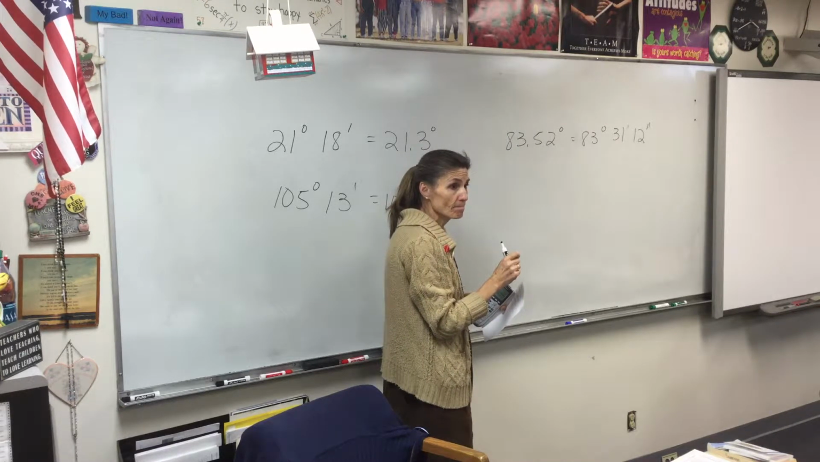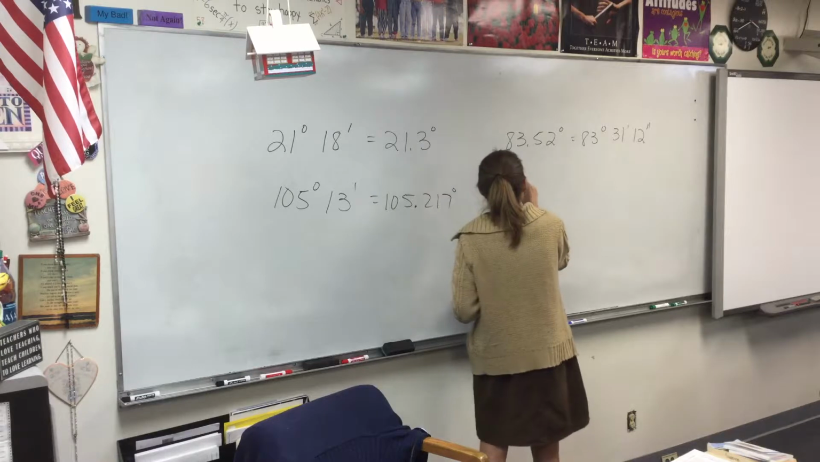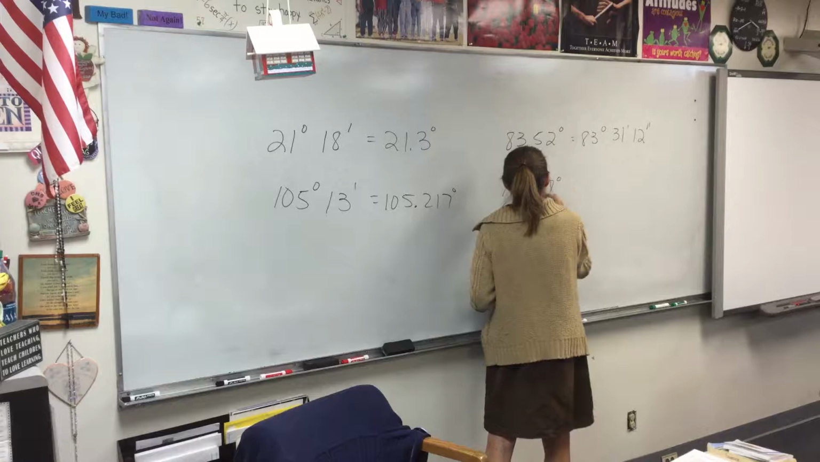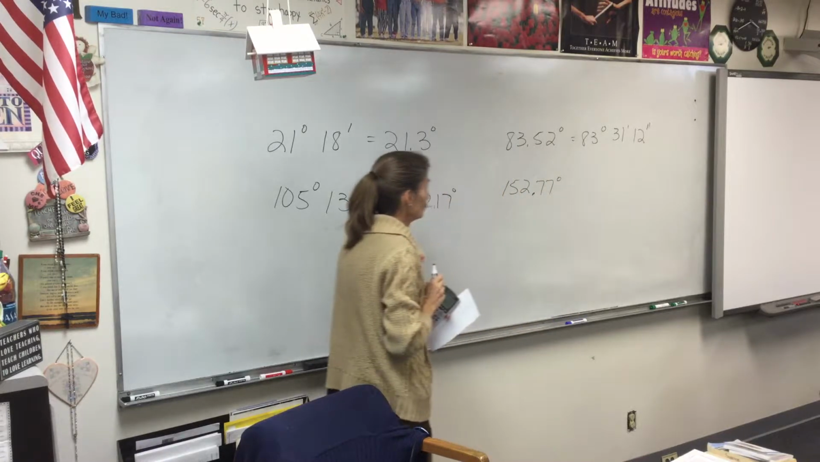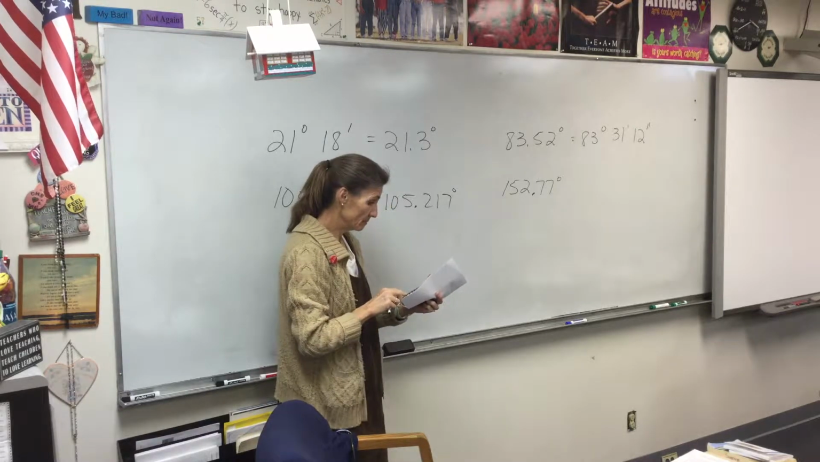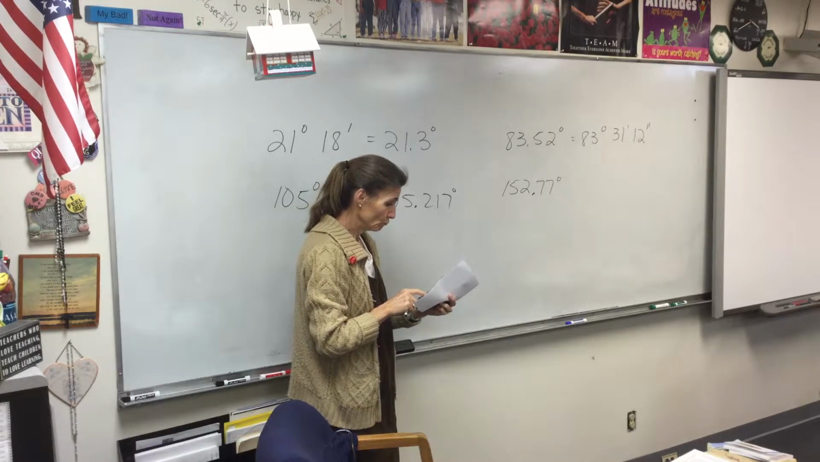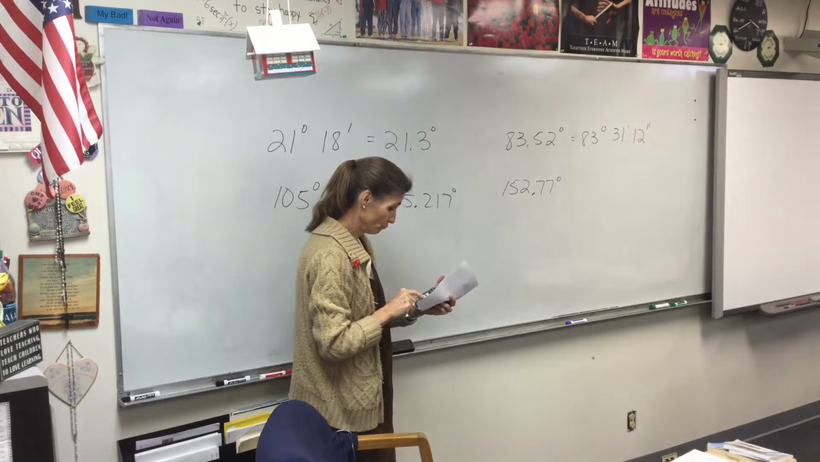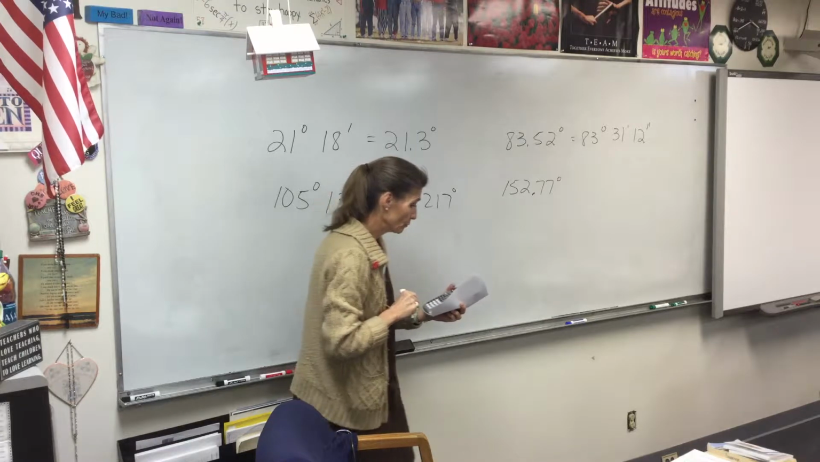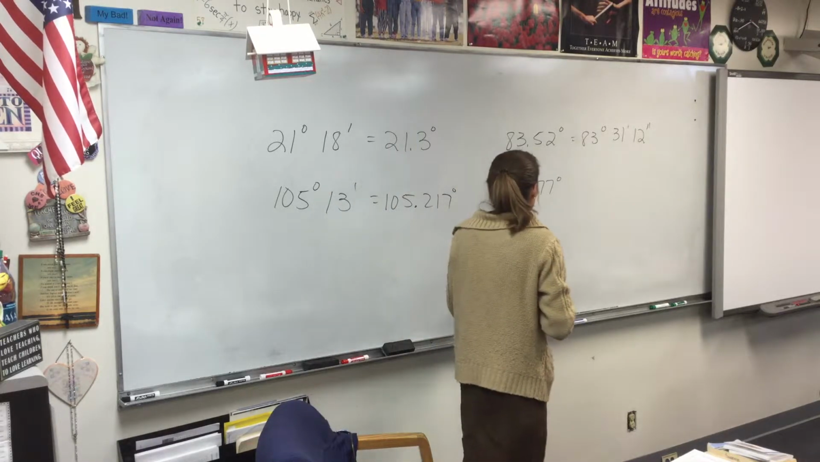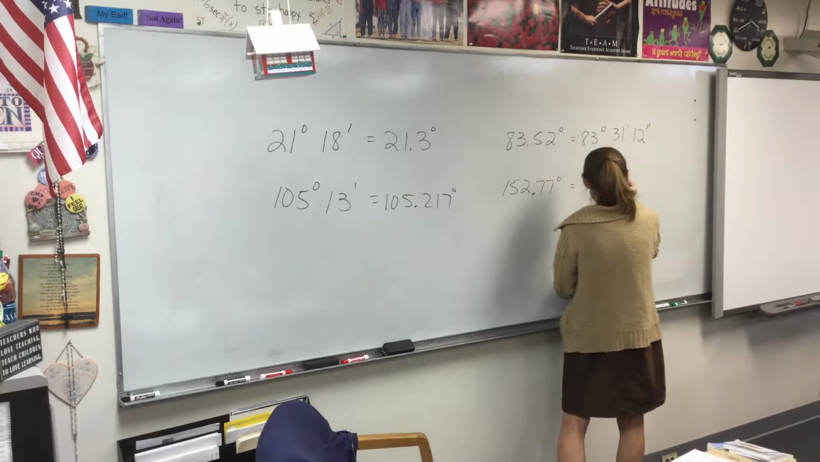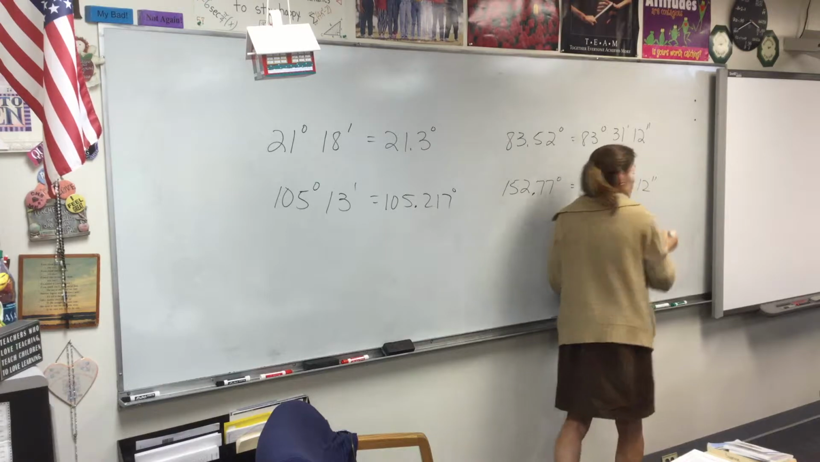Okay. All right, so let's try one more. 152.77 degrees. Find how many degrees, minutes, and seconds that is. What'd you come up with? 46 and 12. 152 degrees, 46 minutes, and 12 seconds.